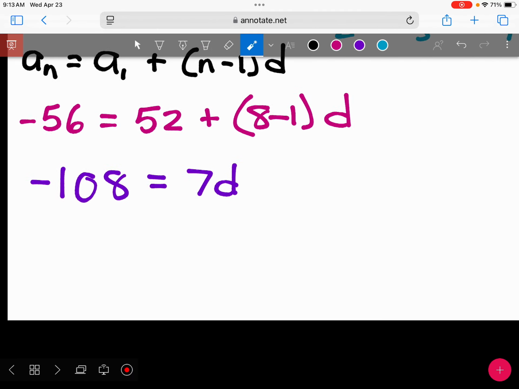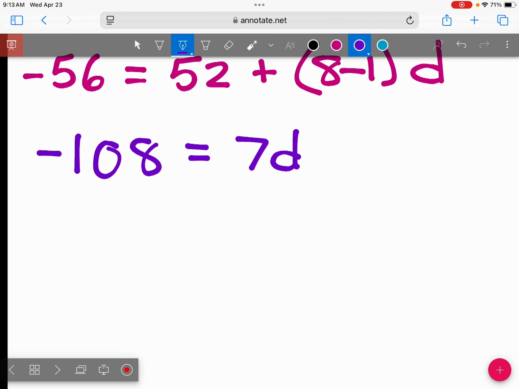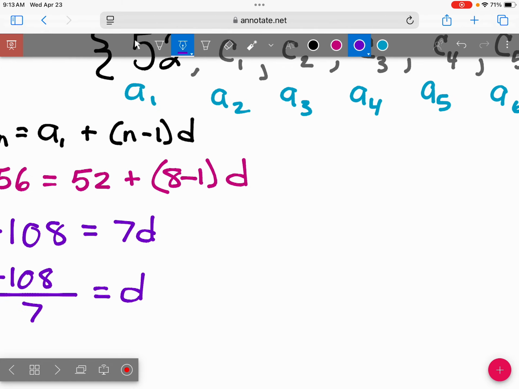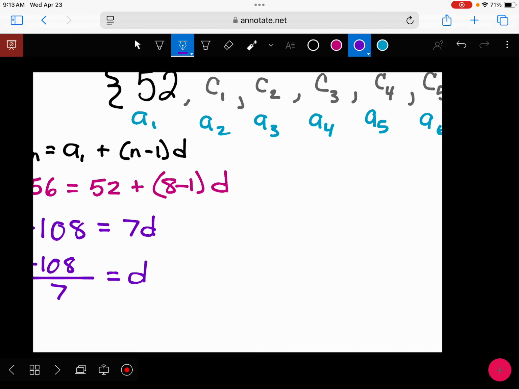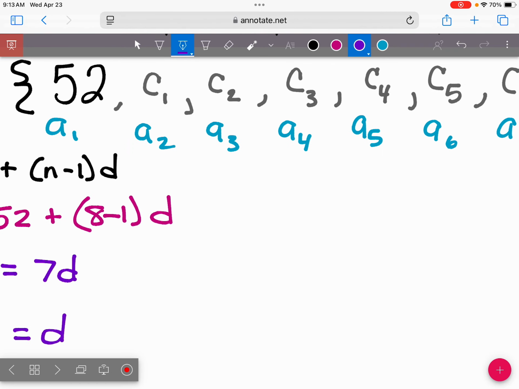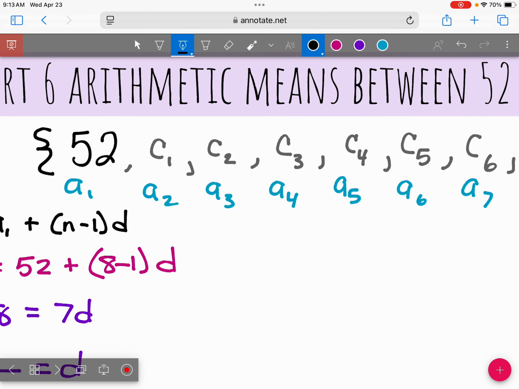So what is our common difference on this one? The fraction. Well, negative 108 over 7. It's not a pleasant decimal. So honestly, we're probably going to leave this one as a fraction because it is unpleasant. So we know our common difference here. Then we're going to find all the pieces in between. We can do these in the calculator, that's totally fine. But we're going to find our A sub 2.